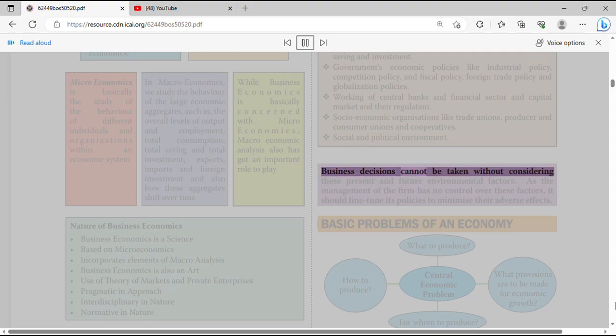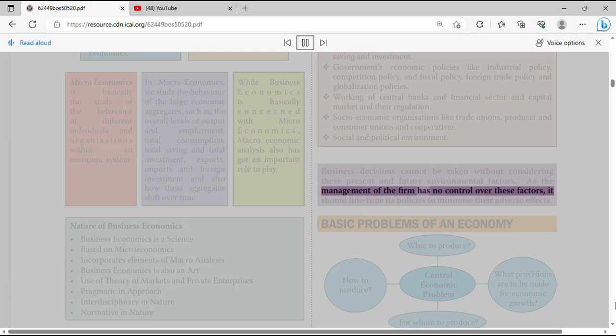Business decisions cannot be taken without considering these present and future environmental factors. As the management of the firm has no control over these factors, it should fine-tune its policies to minimize their adverse effects.